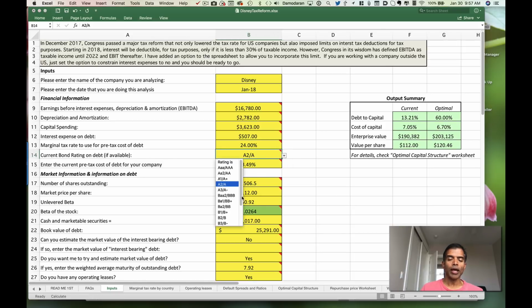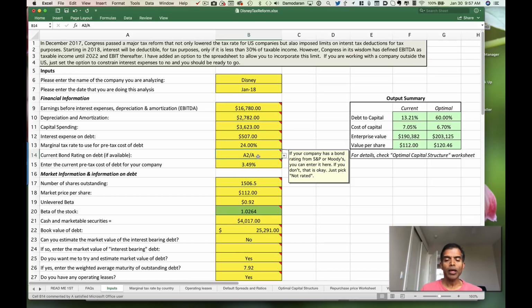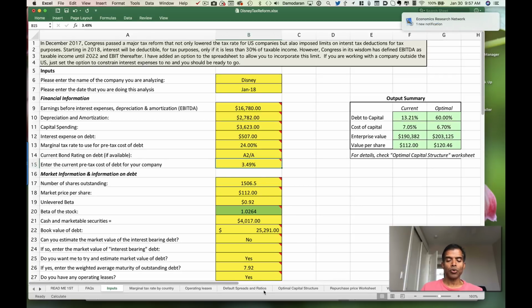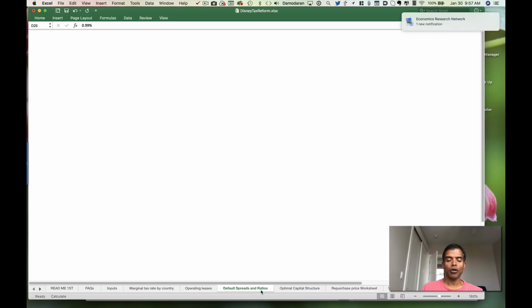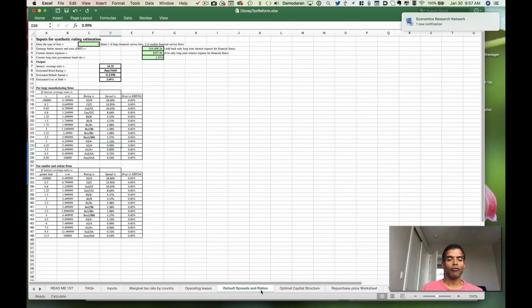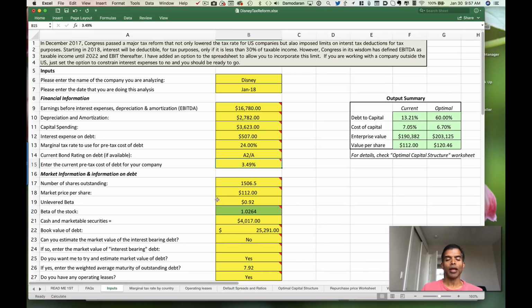And if you don't, I actually ask you to enter not rated. So in the case of Disney, there was a single A rating. I use the rating. Then I ask you for the cost of debt that goes with that rating. Built into the spreadsheet is a worksheet called default spreads. If you go in there, you'll actually see what the default spreads are for different ratings classes. And in this case, I use the default spread for a single A rated company. And that default spread added on to my risk-free rate gives me a cost of debt of 3.49%.